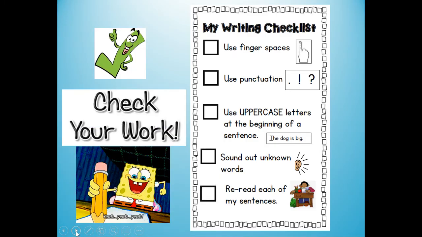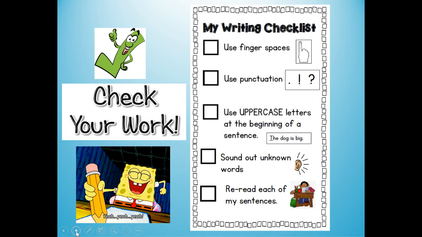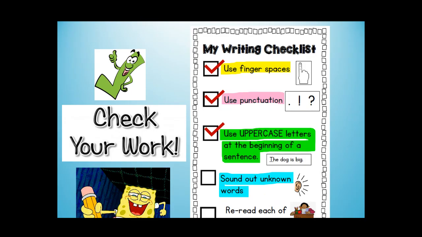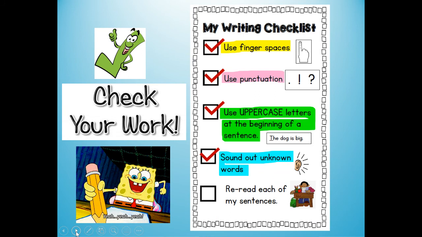All right, now it's time to check your 3 sentences. Check your work. Did you put finger spaces between your words? Did you use punctuation? Put a period at the end of your sentence. Did you use uppercase letters at the beginning of a sentence? And then did you sound out unknown words that you didn't know how to spell? Did you write those sounds? And then my favorite, did you reread each of your sentences? If you haven't done one or some of these, push pause, check your work, make sure you have these things for each of your sentences, and then push play once you're done.